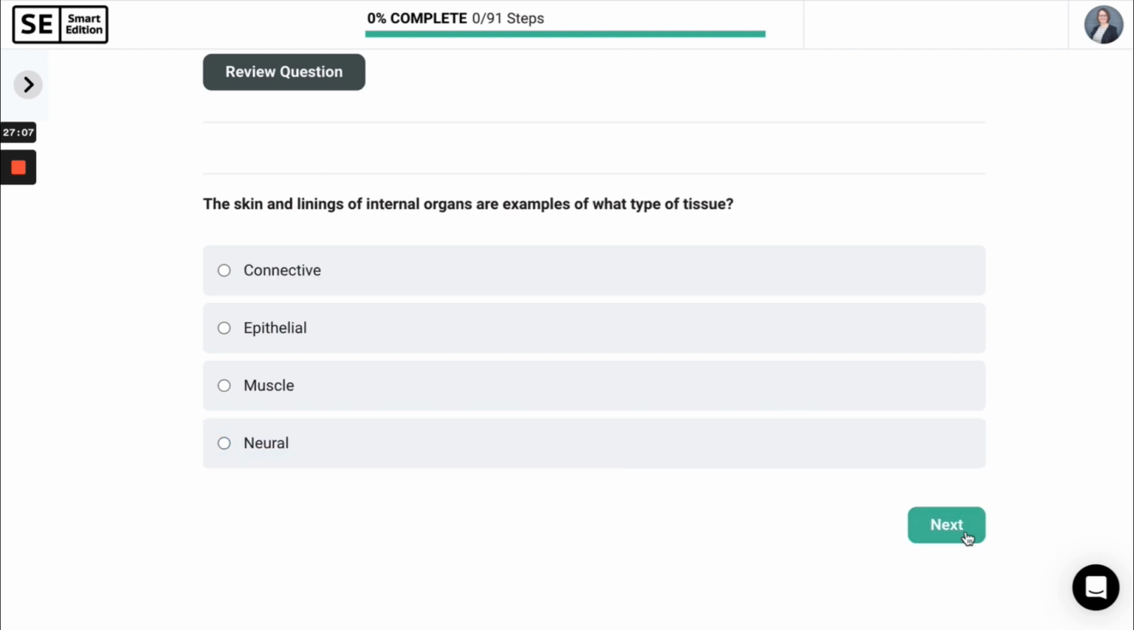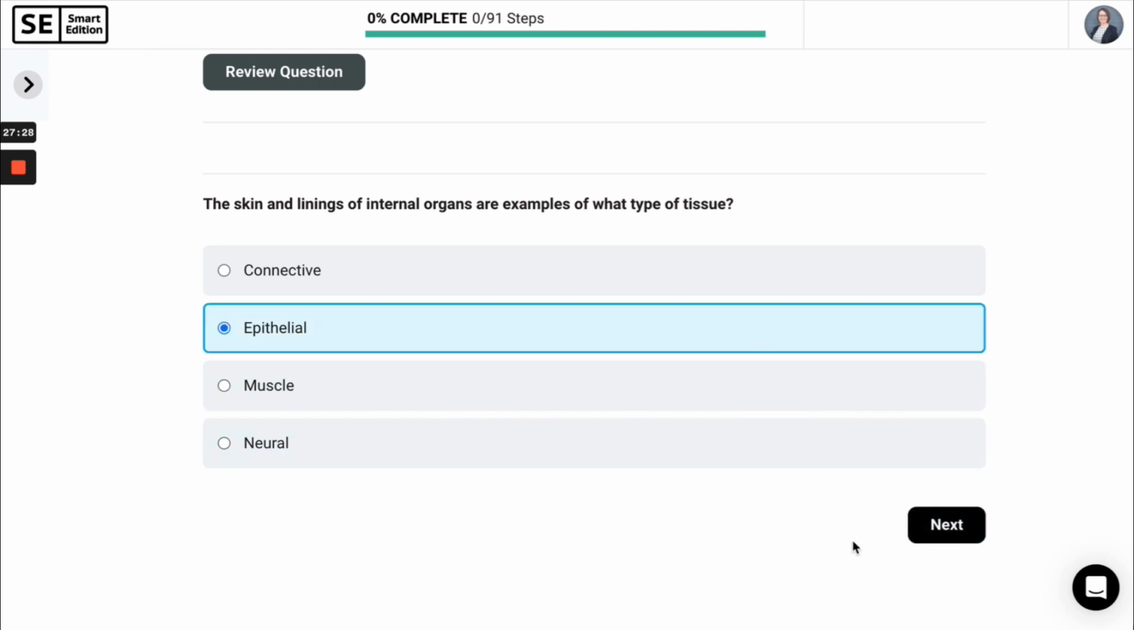The skin and linings of internal organs are examples of what type of tissue? Is it connective, epithelial, muscle, or neural? The correct answer here is epithelial. Oftentimes, when you think of epithelial tissue, your mind may go straight to the skin. But epithelial tissue also protects underlying structures. It acts as a barrier, and it permits the passage of substances and also secretes substances.